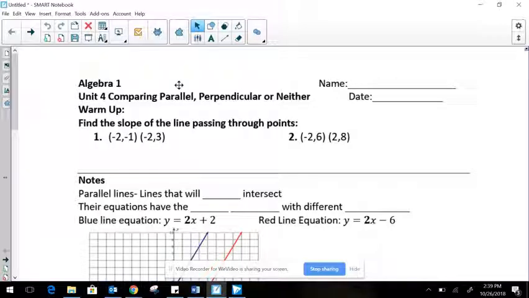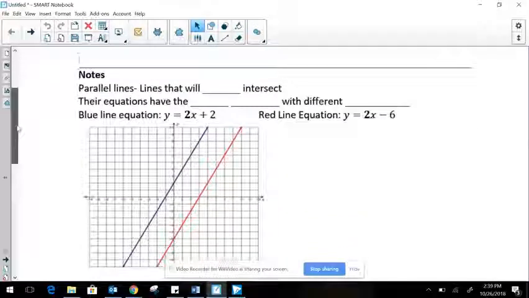Today we are going to talk about comparing parallel and perpendicular lines, and then those lines that are neither parallel or perpendicular. So let's skip the warm-up here. Let's scroll down to the notes.